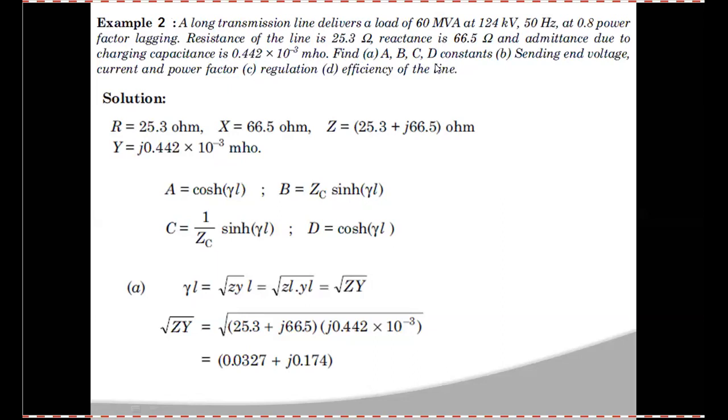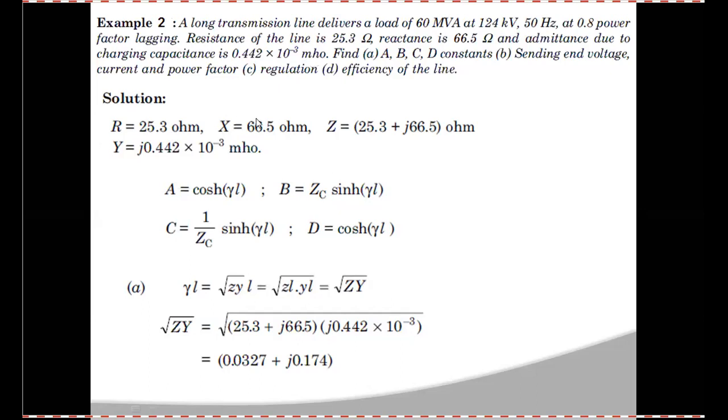So here a long transmission line is given. That long transmission line is delivering a load whose value is given in terms of MVA. 60 MVA is the load value, and the voltage at the load is 124 kilovolts, and the power factor is 0.8 lagging. Also the resistance of the line is given. Total resistance of the line is capital R, which is equal to 25.3 ohms, the reactance value is 66.5 ohms, and the admittance capital Y is 0.442 into 10 power minus 3 mho.